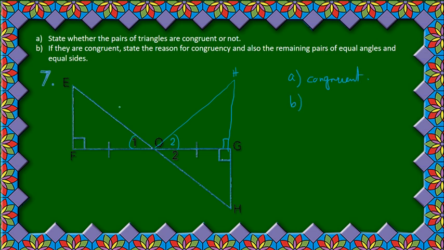And then what remains? We've got this angle equal to this angle, angle E equal to angle H, and then this side will be equal to this side. So we've got EF equal to HG, and finally we have EO equal to OH.